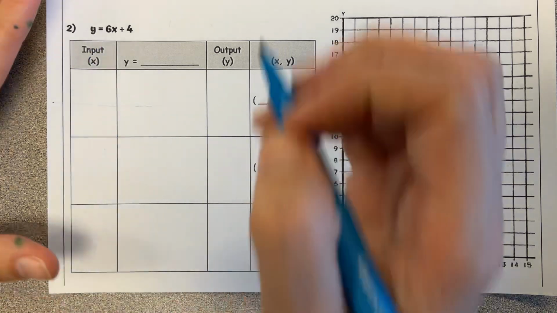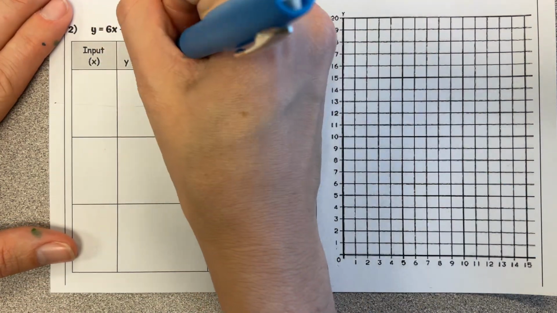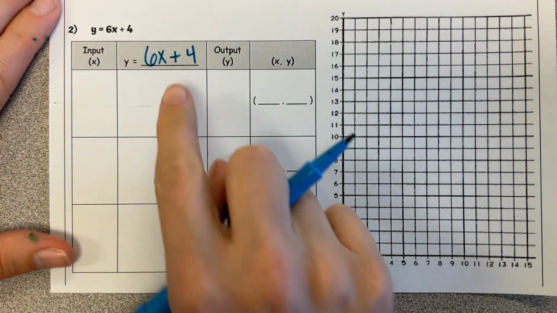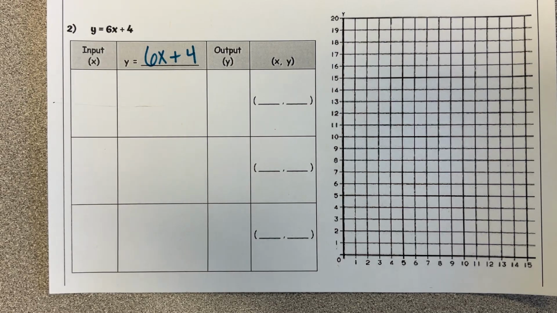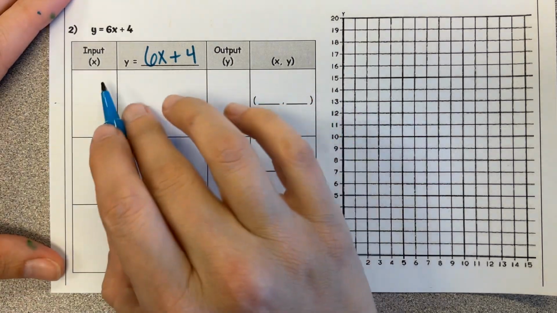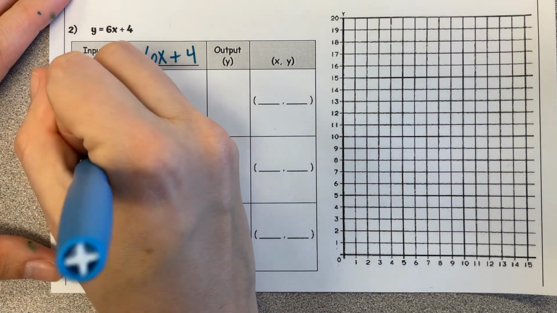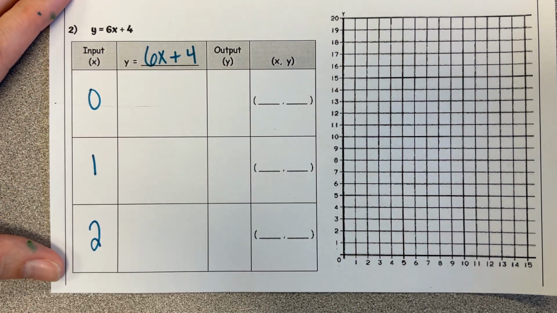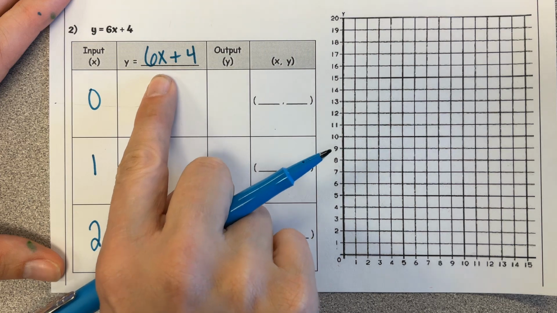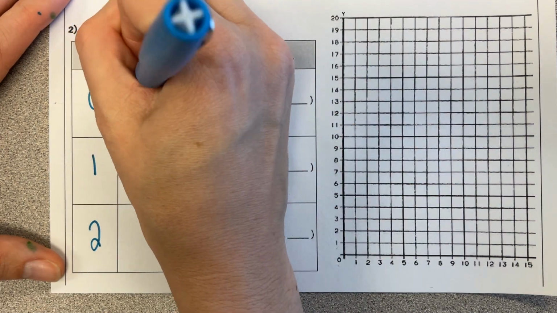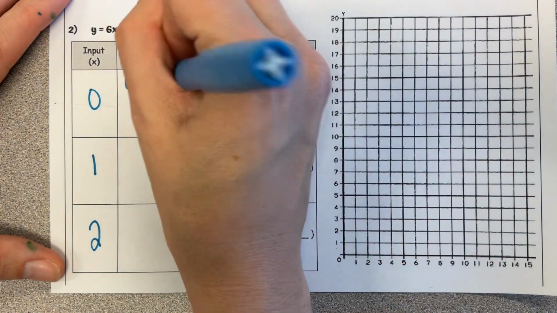This time, we don't just have something multiplied by x, but we are adding a constant as well. So y equals 6x plus 4. I'm going to plug in the same values. I know that's going to be the easiest to fit on my graph. 0, 1, and 2. So we're going to plug into this function 6 times an x value of 0 plus 4.